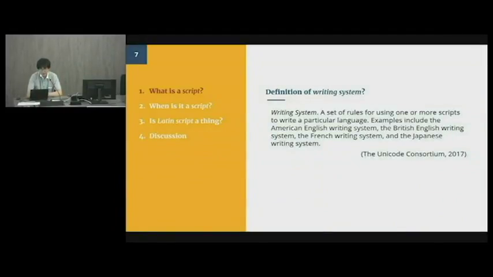Before proceeding, let's quickly preview the definition of writing system. I don't think it is very controversial. It's just rules that translate forms to language. This kind of thing is a writing system.